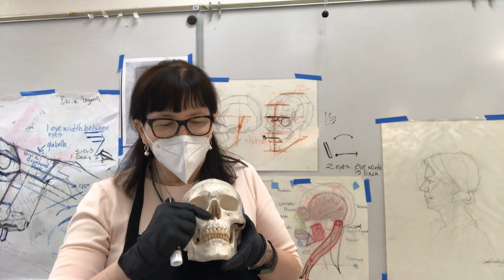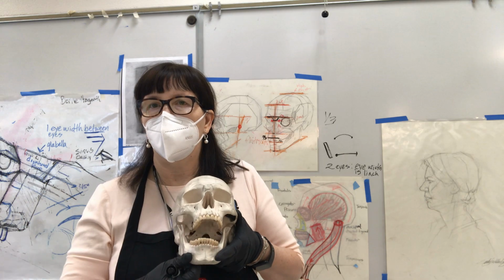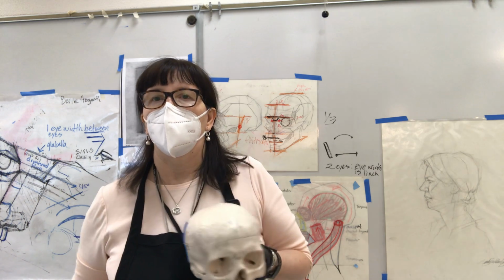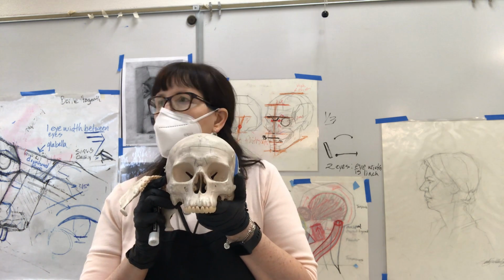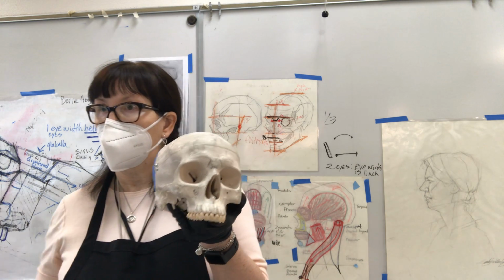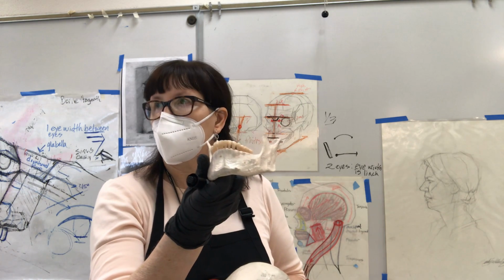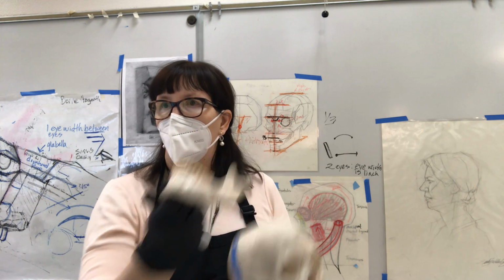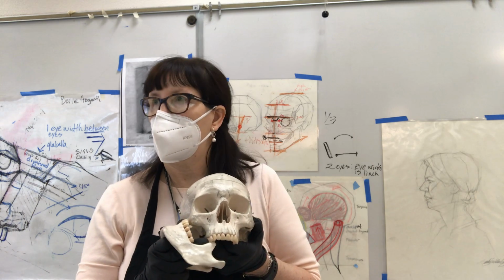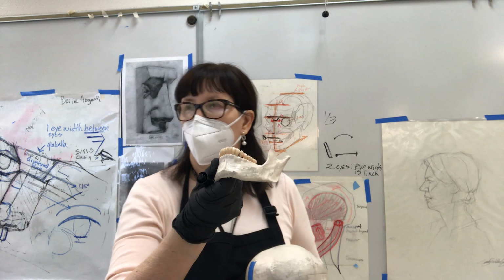And here's the maxilla, and here's the mandible. Now notice I broke the skull on Tuesday. This is the skull in its most basic form. The only movable portion of that skull is the mandible. The maxilla does not move. So the movement for the mouth takes place in the mandible.